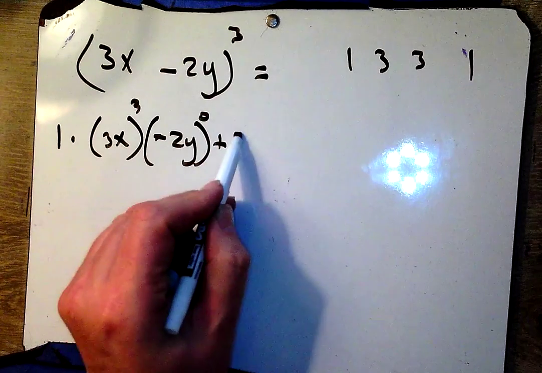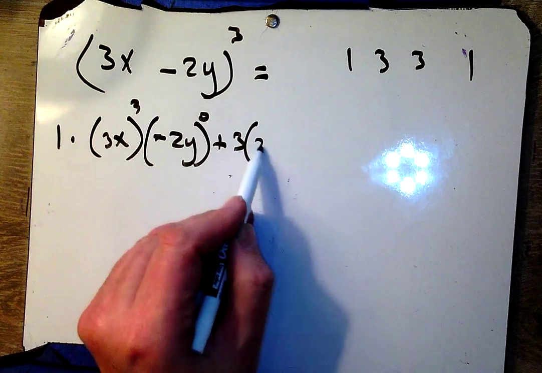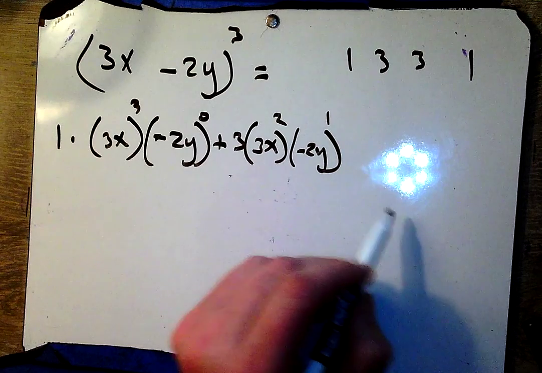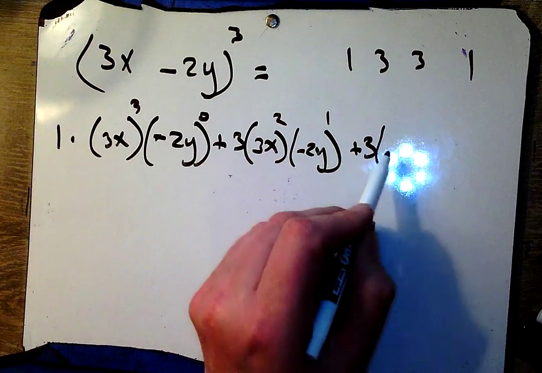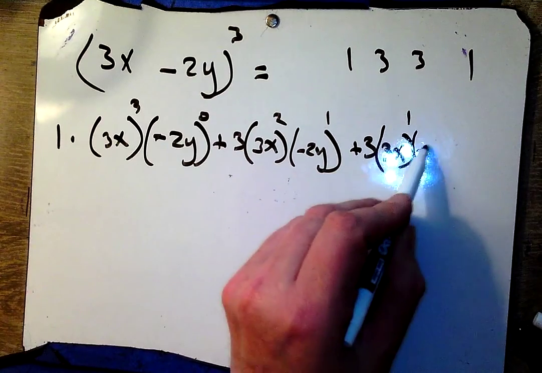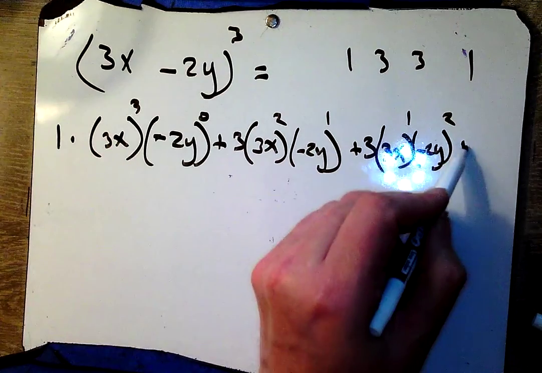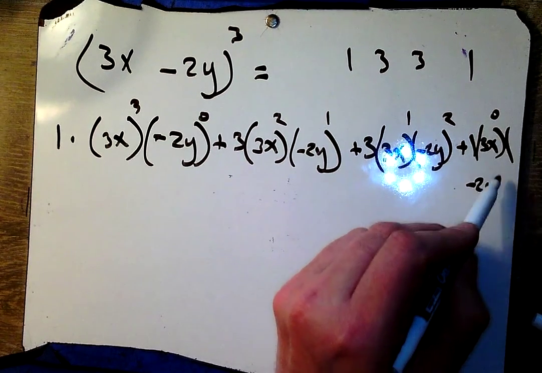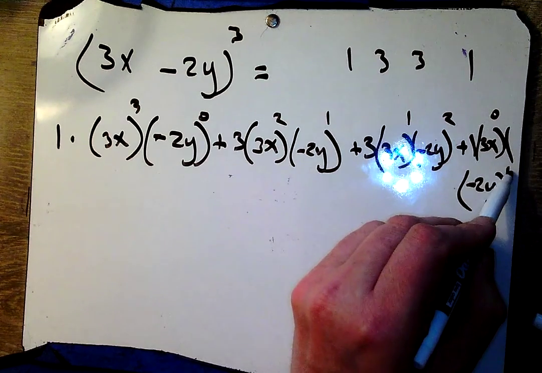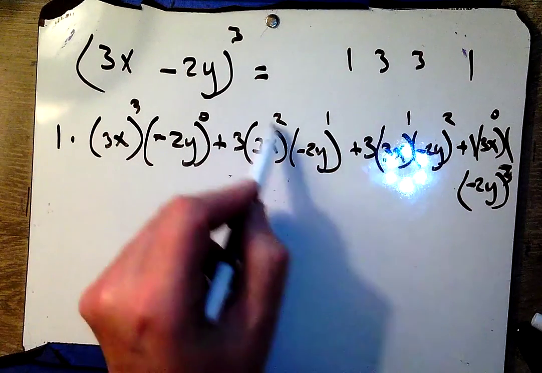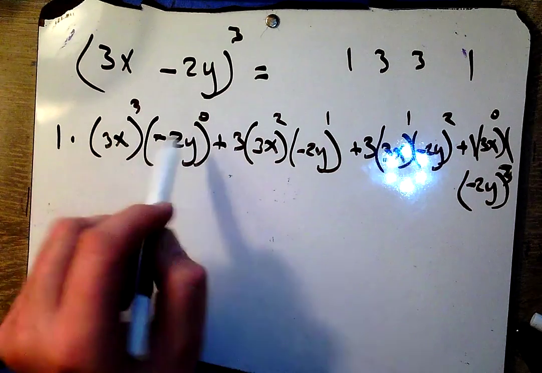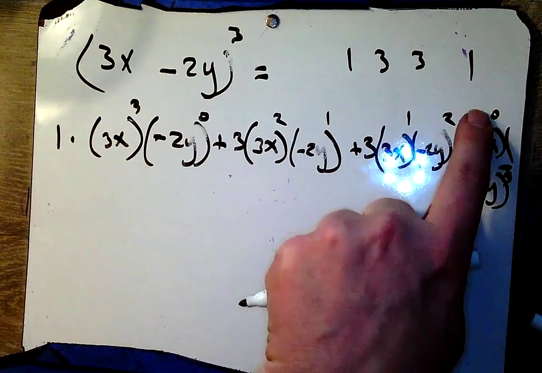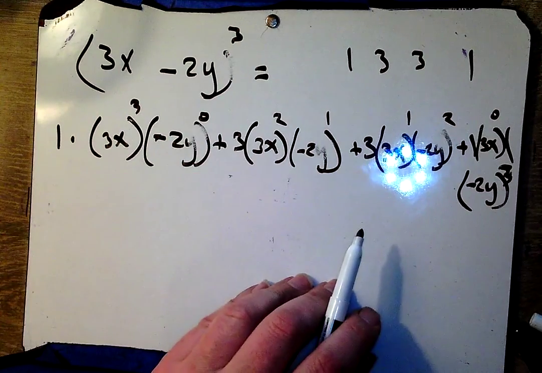Okay, so that's going to be 1 times 3x to the third times minus 2y to the 0, plus 3 times 3x to the second, minus 2y to the first, plus 3x to the first, minus 2y squared, plus 1, 3x to the 0, and minus 2y to the third. Okay. Remember that these powers should always add up to that number. 3 plus 0, 2 plus 1, 1 plus 2, 0 plus 3. Okay? And let's tidy up.